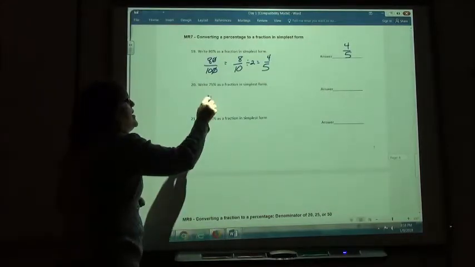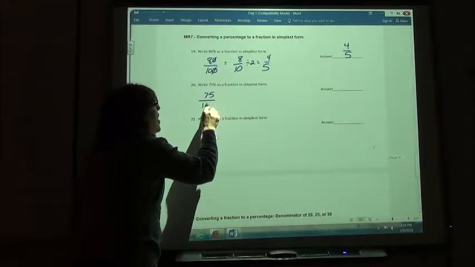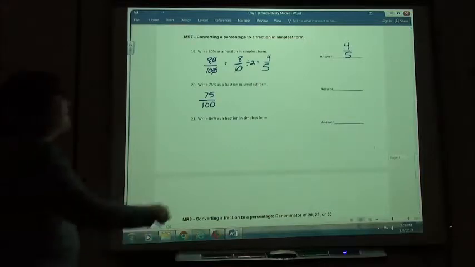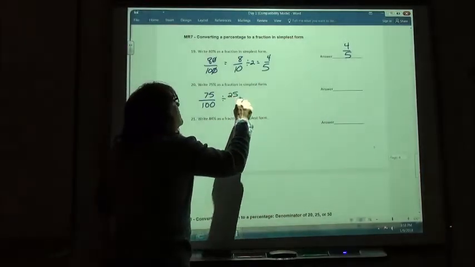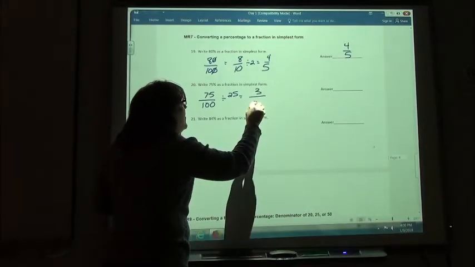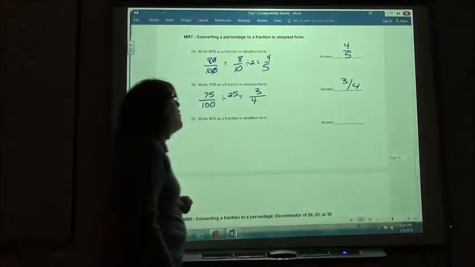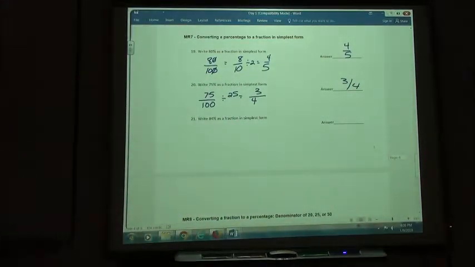75% as a fraction then. Again, we would start off with 75 out of 100, since percent means out of 100, and simplify that fraction. If we simplify that fraction, we can divide both the top and the bottom by 25, which would be the quickest way. 75 divided by 25 is 3, 100 divided by 25 is 4. So 3/4 is the same thing as 75%. Go ahead and do number 21.